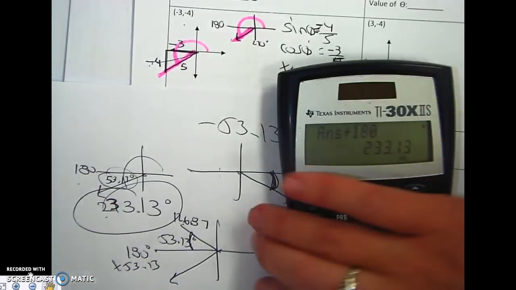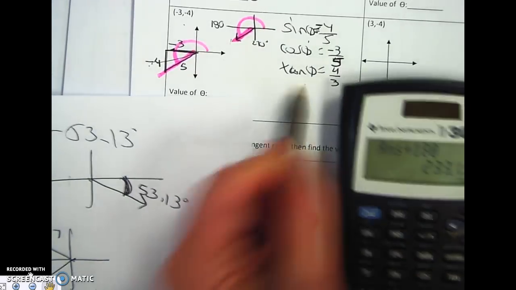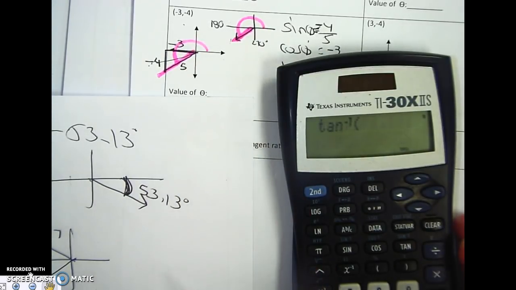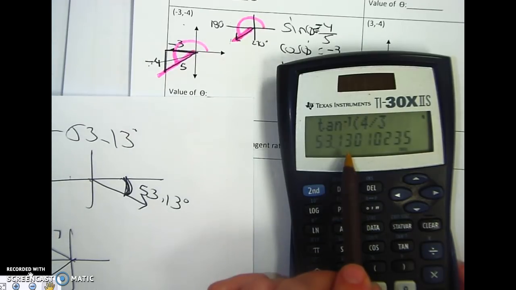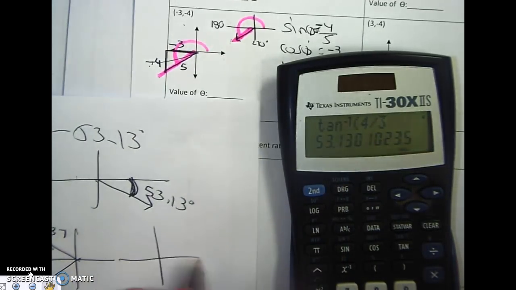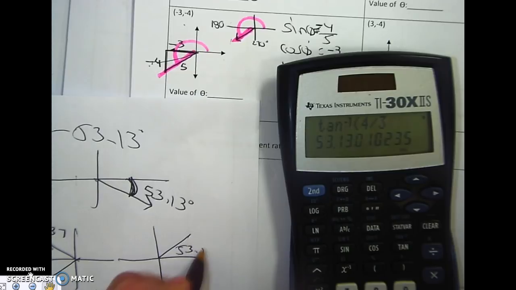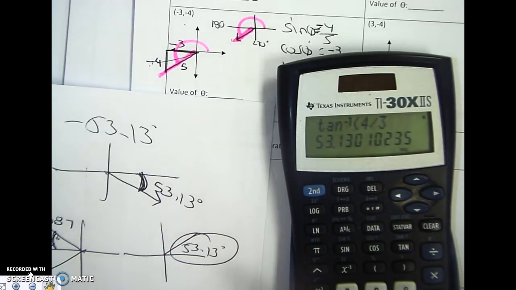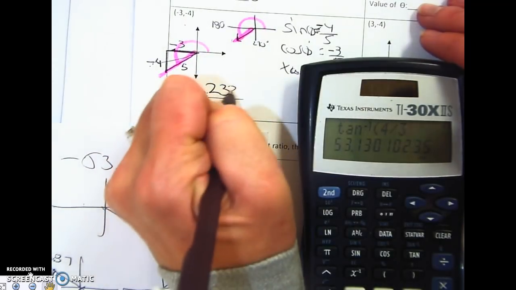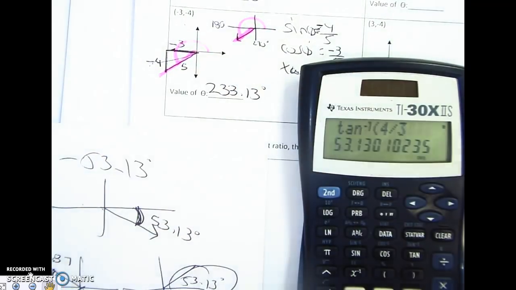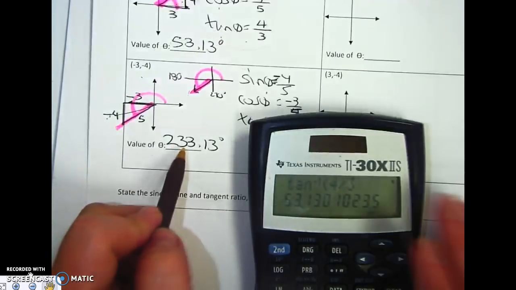All right. What if I decide to do the inverse tan? If I do the inverse tangent of 4/3, it tells me the answer in the first quadrant. Well, if it's in the first quadrant, that means that is my reference angle. Either way, my value of theta is 233.13.